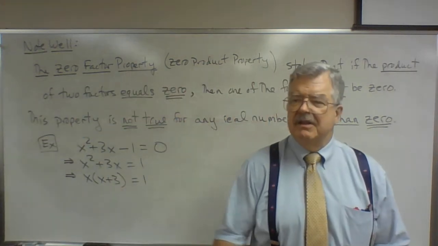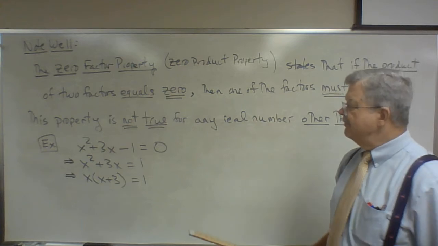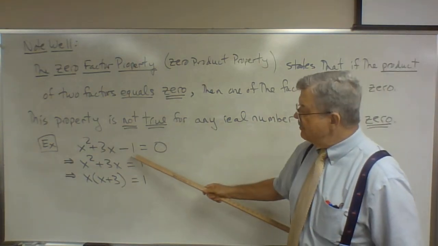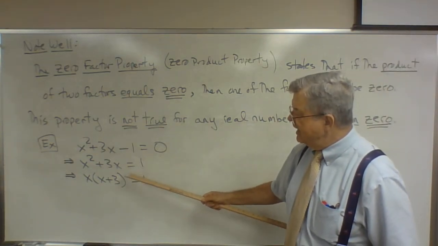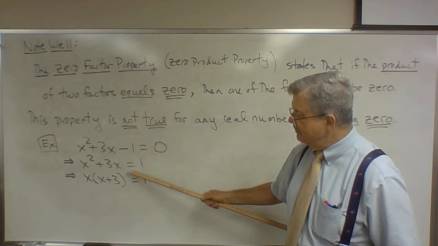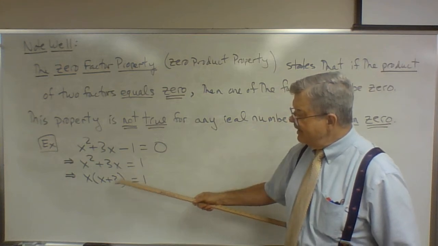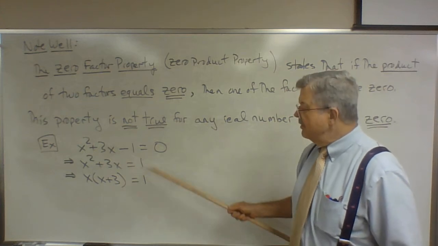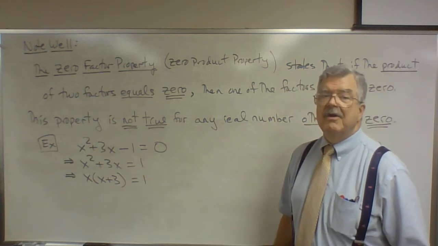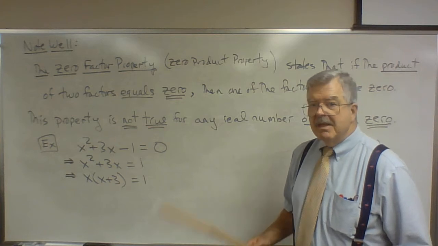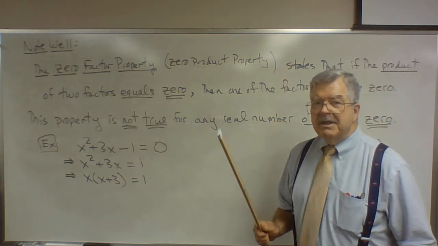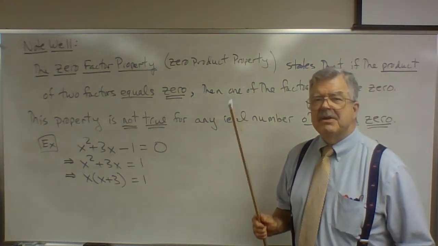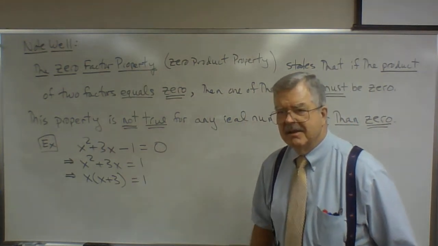There's nothing illegal about what I've done so far. I have the right to add 1 to both sides to get this form of the equation. I have the right to factor the expression on the left-hand side. So nothing wrong so far. But here's the mistake that we don't ever want to make.